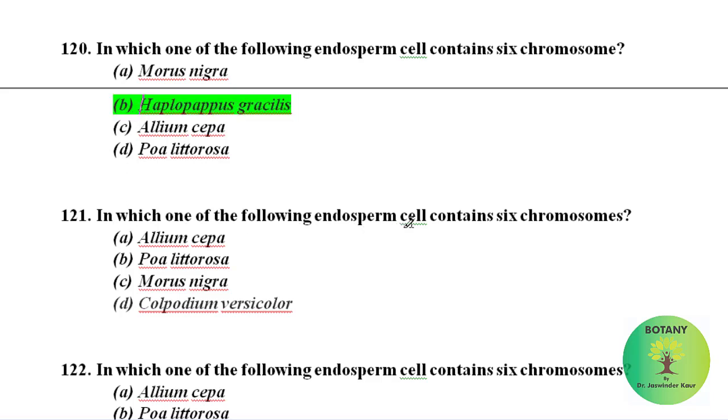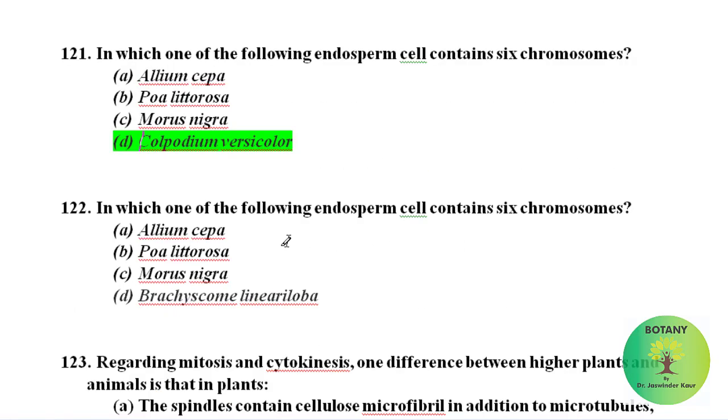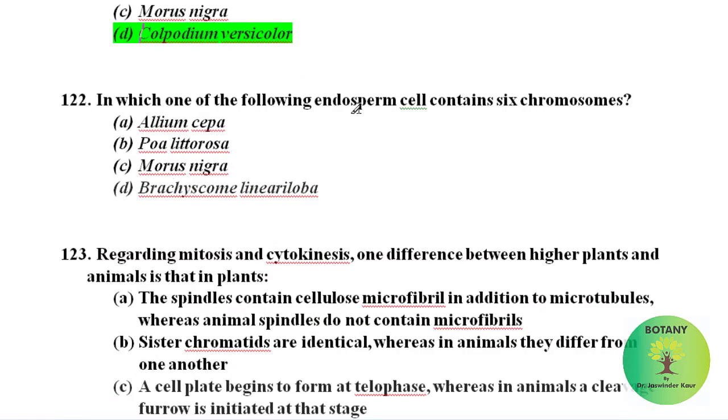In which one of the following does the endosperm cell contain 6 chromosomes? Same question as this, but options are different. In Colpodium versicolor also the haploid number is 2, therefore its endosperm will contain 6 chromosomes. Similarly, in Brachyscome lineariloba, the chromosome number will be 6 in the endosperm cell.